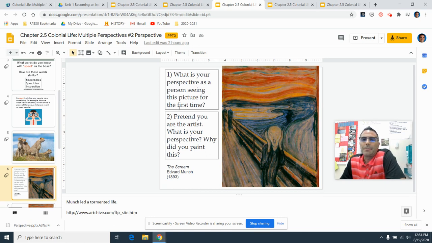Okay, so what is your perspective as a person seeing this picture for the first time? Pretend you are the artist. What is your perspective? Why did you paint this?